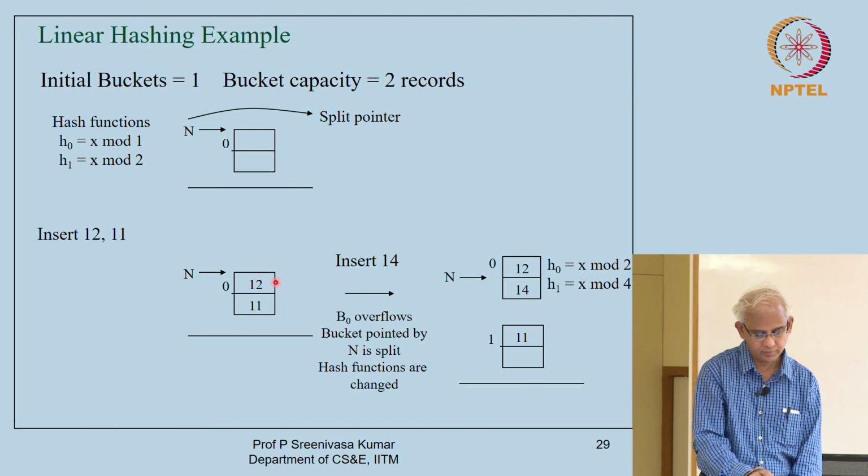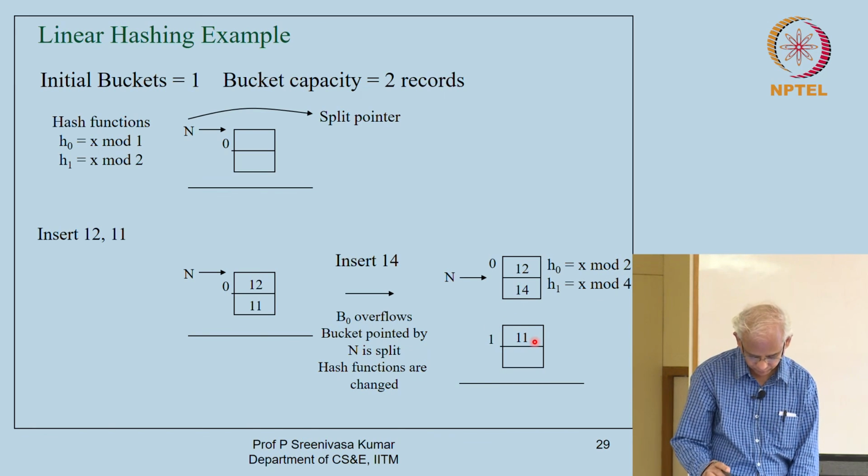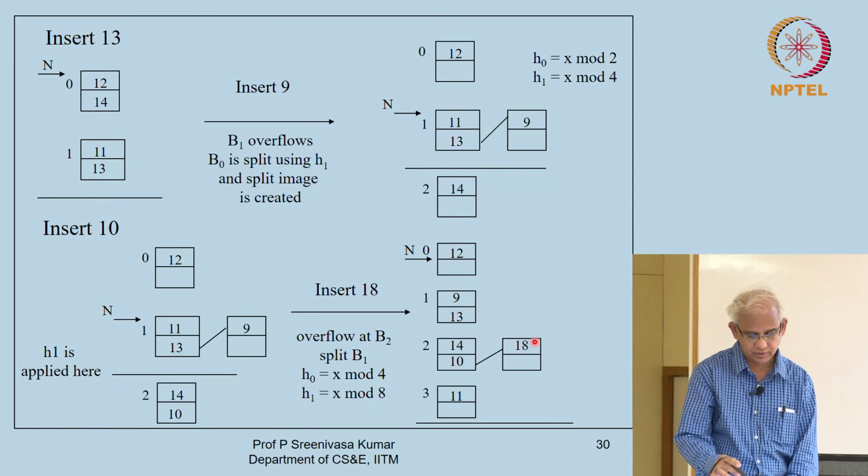Then insert 14. This bucket has no more space, so it has to be split, and now you have to use h1. The bucket N is split, and now you use x mod 2 and x mod 4. Because x mod 4 gives 1, when you consider mod 4 it will go to the new bucket. You can follow this example and understand linear hashing.